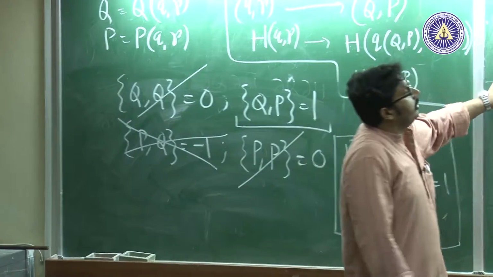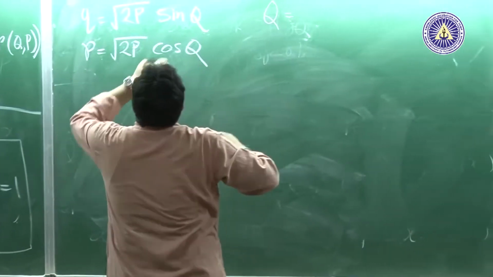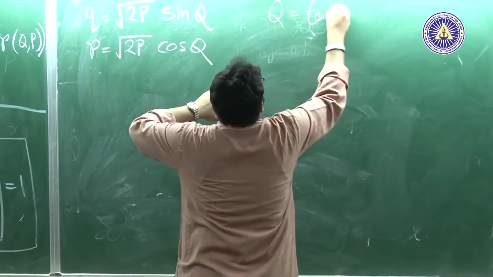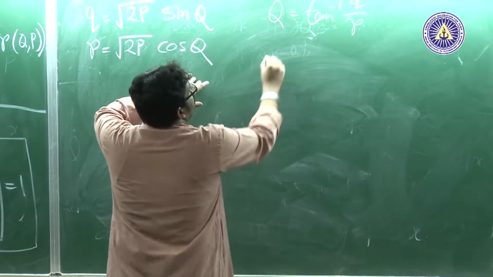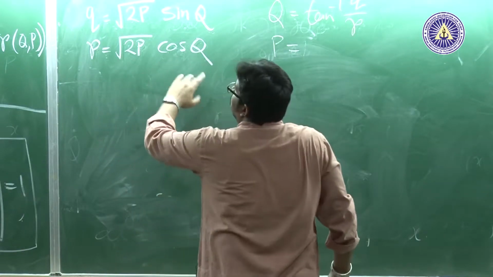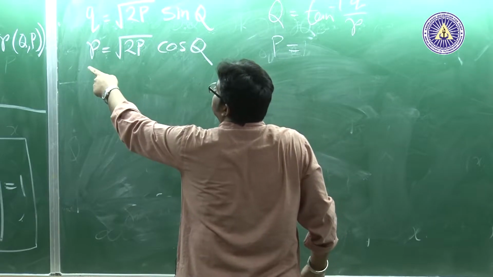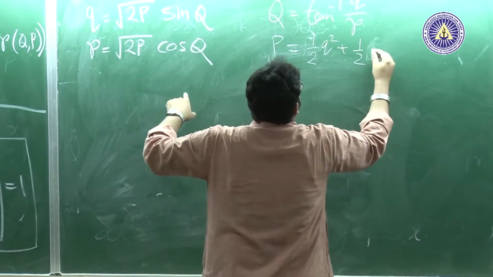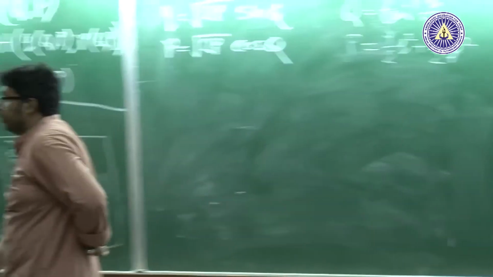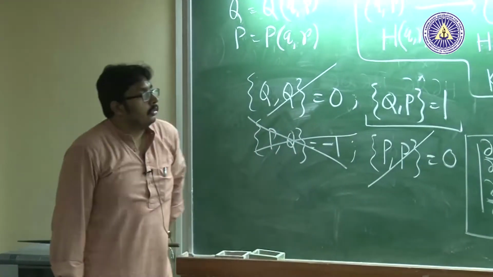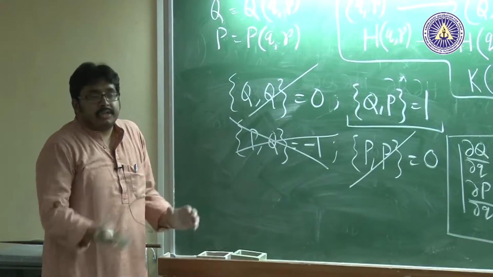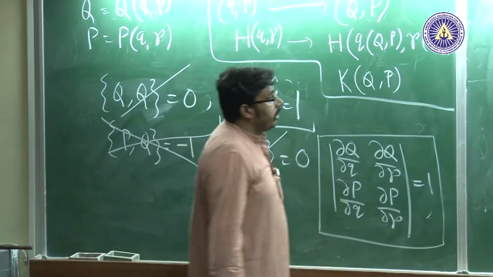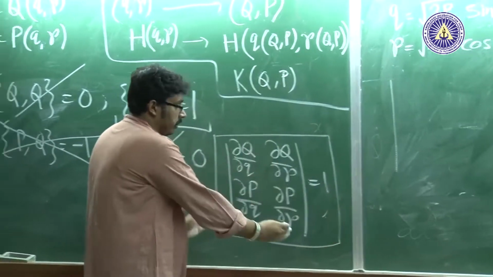To check this, let us first write down Q. So, what is going to be Q? I divide and then take, so this will be tan inverse q by p. What will be P? If I square both the sides and add them up and then divide, P is going to be this. Is that right? So, that is Q. I just did the inverse transformation. Now, I have to find out whether this is canonical or not. How to do that? I have to find out this determinant.